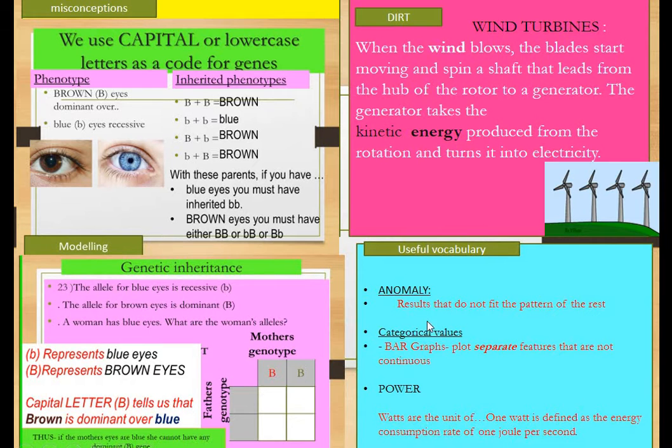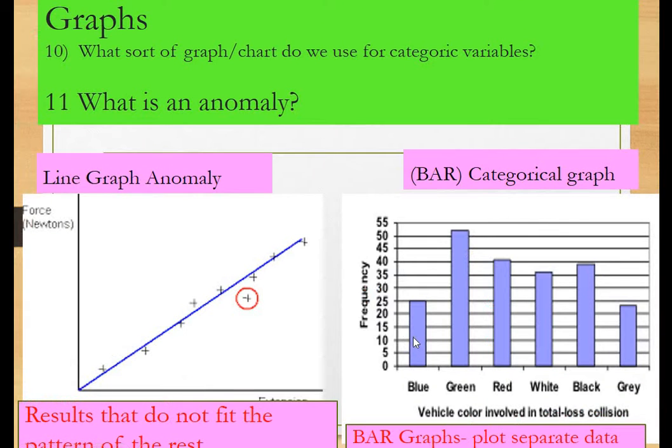Right, so some of the terminology, anomaly. Some people definitely didn't know what anomaly means. They've forgotten. And this has got to do with graphs, when you plot graphs. Categorical values. So I'm going to show you that quickly. Here is a line graph, and there's been a line of best fit drawn through the different points. So an anomaly is found on a line graph, and it shows the results that do not fit the pattern of the rest of the data.